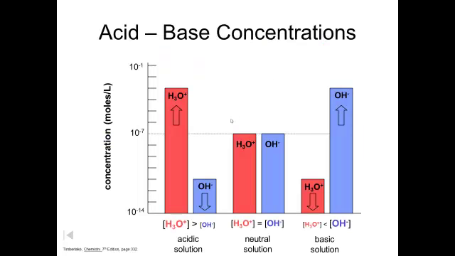Here's just another way to look at it. If our hydroniums are high, if our concentration in moles per liter is in the less than 10 to the negative 7th, so we're really looking at fairly dilute solutions, but if it's between 10 to the negative 7th and 10 to the negative 1st, it is acidic. And if it's less than 10 to the negative 7th, so it's really, really dilute, it would be considered basic. Okay?